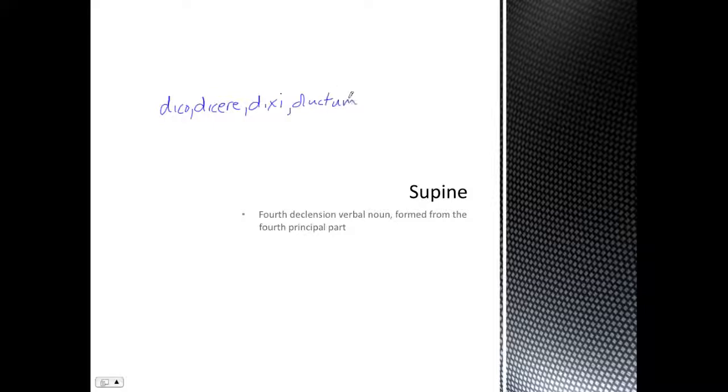So if we take the verb dico, dicere, dixi, dictum, or dictus. Dictum, this actually is technically the supine. We're going to use this and we're going to turn it into a fourth declension noun. And it's only going to be found in the accusative and ablative cases. So it's going to be dictum, here's the accusative, and dictu, here's the ablative.